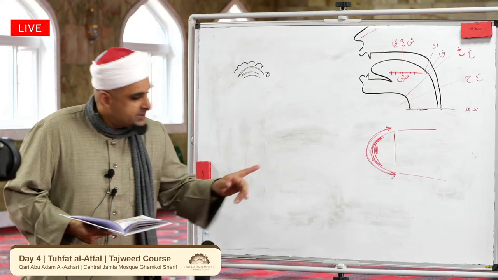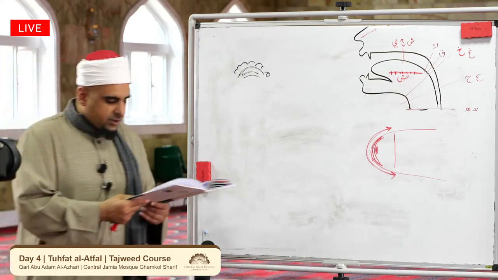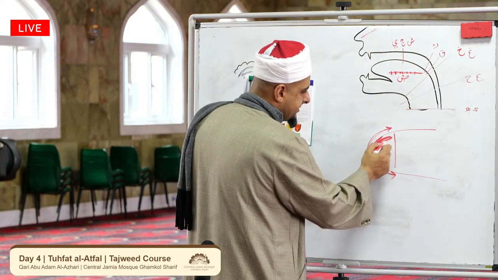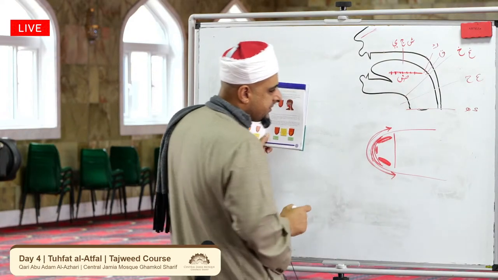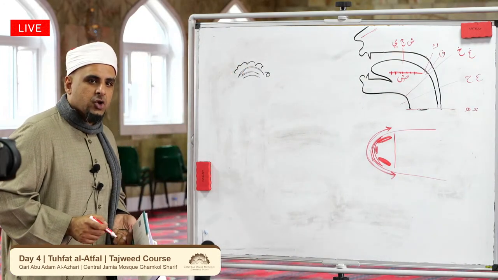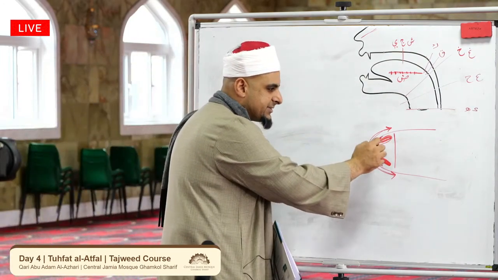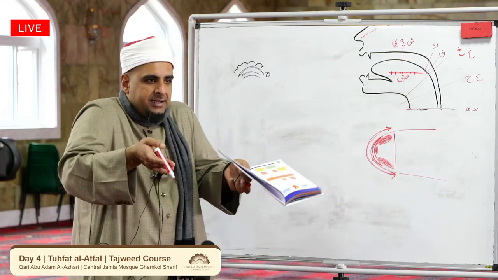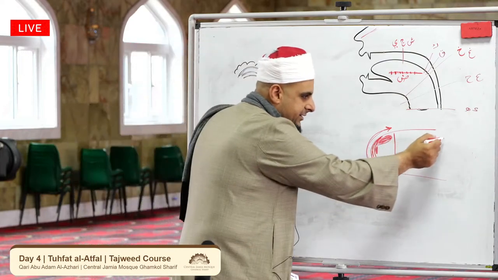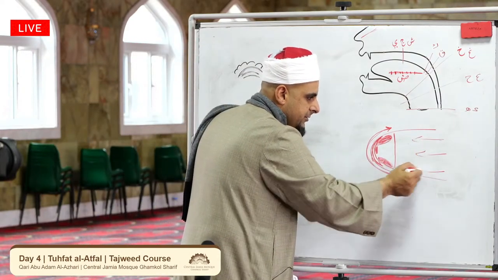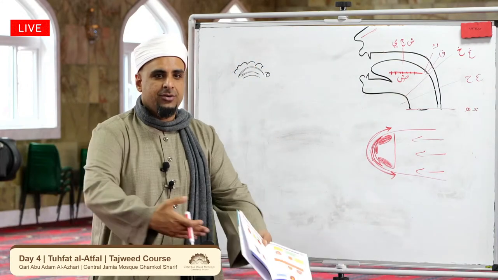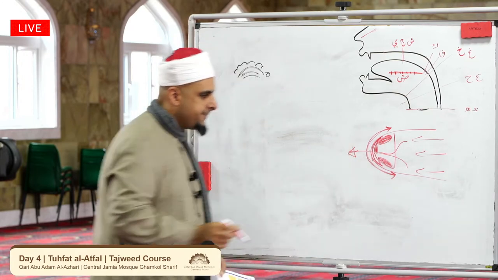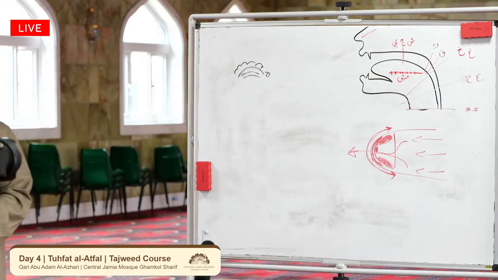So the next one is letter ra, okay? Now letter ra is slightly different. Letter ra, you're blocking the sides. What's happening? The front right hand side, the left front side as well, it touches the palate, and as the air comes down, it has to narrow and come through here. Make sense? Yeah.